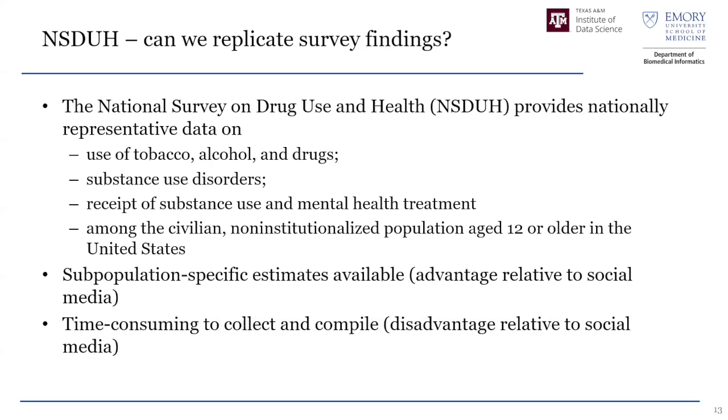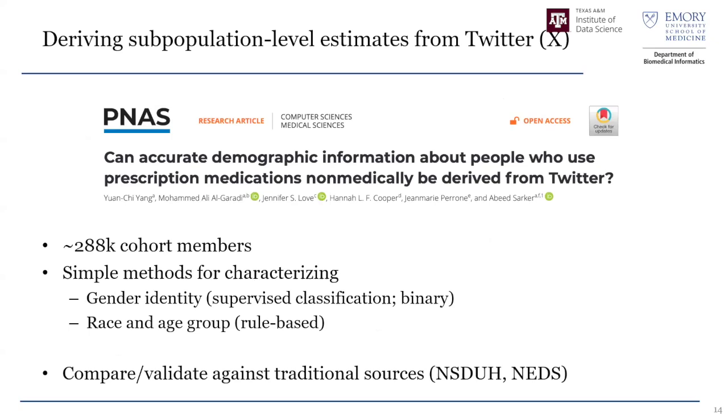Subpopulation specific estimates are available, which is an advantage relative to social media. And it's time consuming to collect and compile, which is a disadvantage relative to social media, right? So we wonder, since we have such a huge cohort, and we know that the NSDUH survey has this benefit that it can do subpopulation level specific estimates, we were wondering, okay, can we try to run some NLP to see if we can estimate the distribution of gender identity and race and age group in our data?